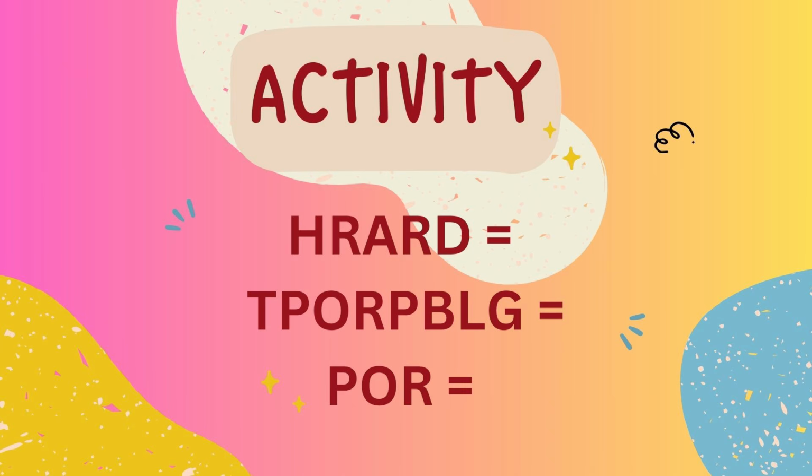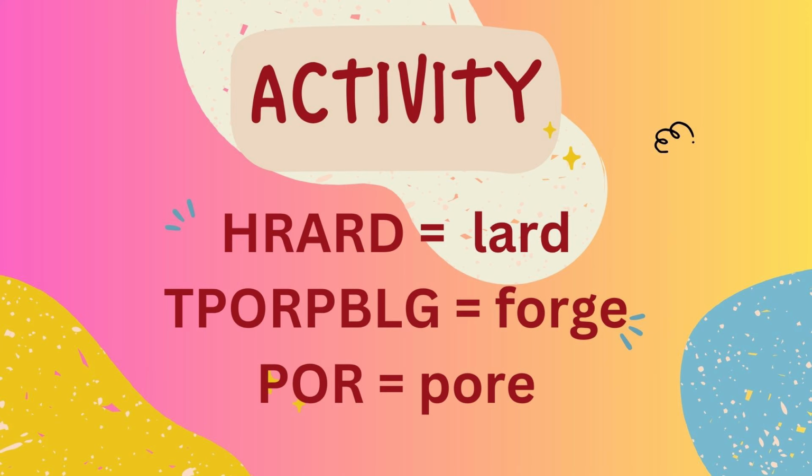So the answer is, the first outline is lard. The second outline, the English word is forge. The third outline is pour. So it's only OR, not A, O, not diphthong O, so it's only OR. But if it's poor, like the poverty definition of poor, then it would have been initial P, diphthong O, and final R. So that's where the difference is.